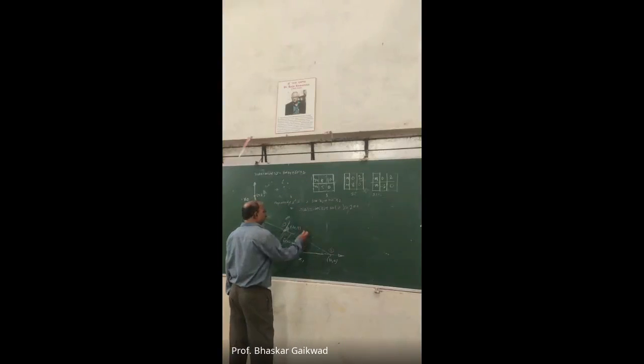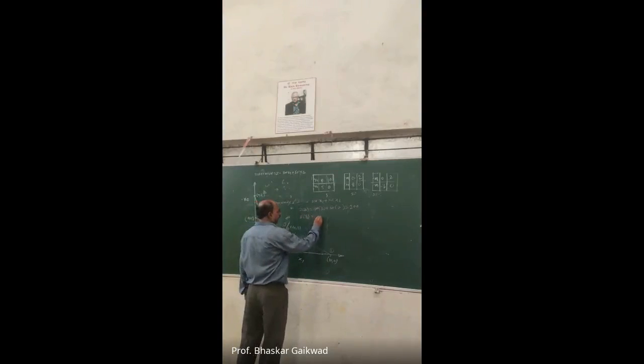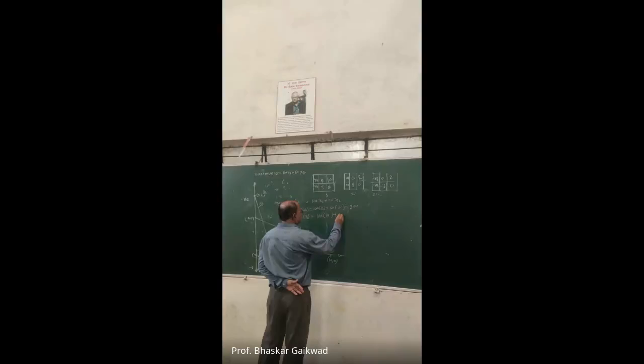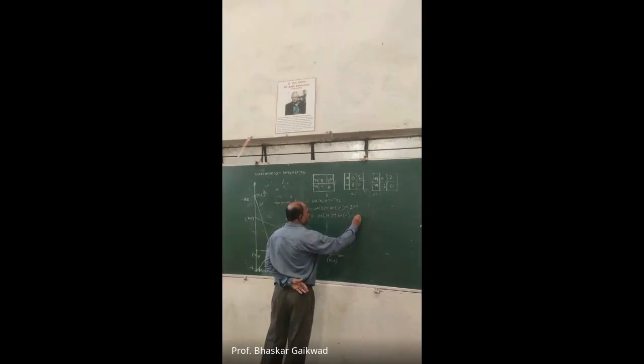Then you can come to B. Read B. 100. What is their x1? 10. 10 plus 60. What is their x2? 0. How much here? 1000.